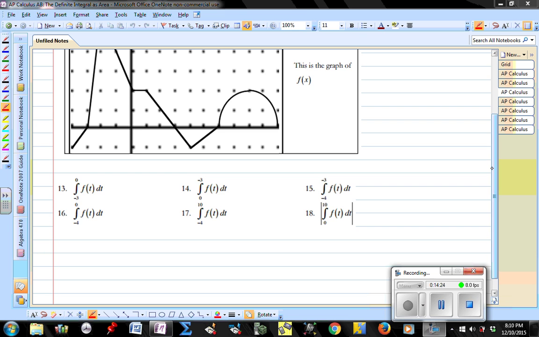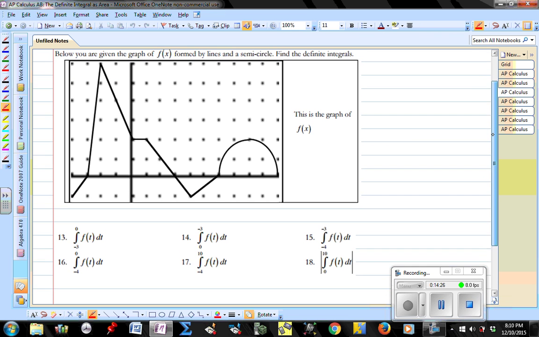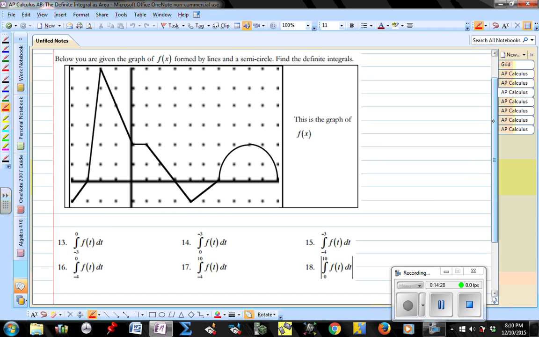Okay, looking at the next few problems, why don't you try number 13 through 15 on your own, and then we'll check the answers together, and then we'll go from there. We're definitely going to go over number 18 together, but try 13 through 15, check your answers, have discussions if you need, and then we'll continue. So pause the video now and press play when you're ready.